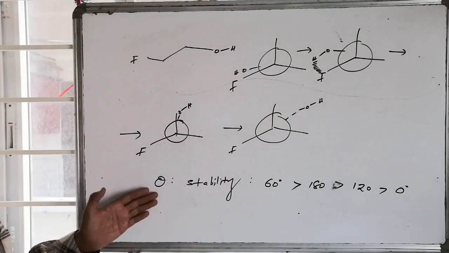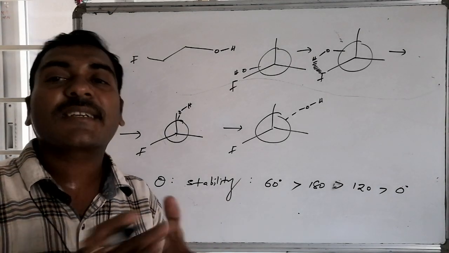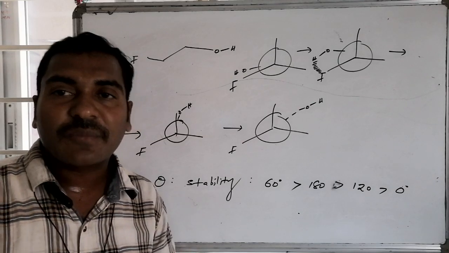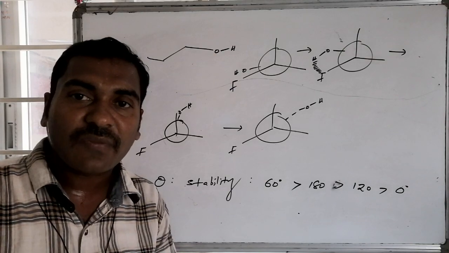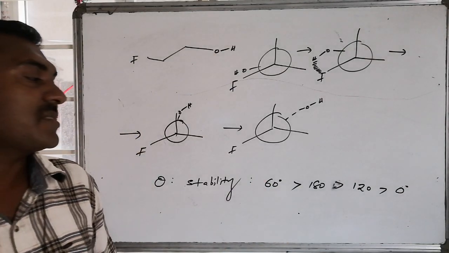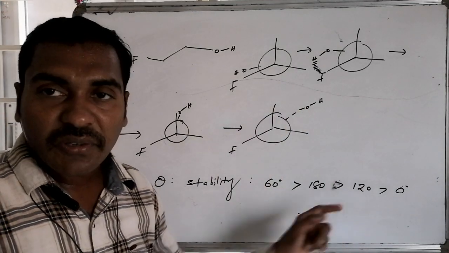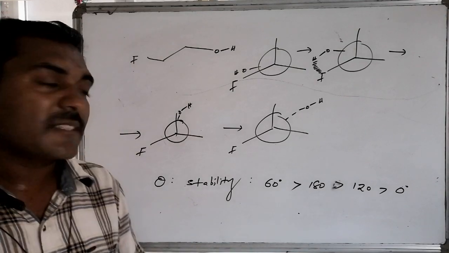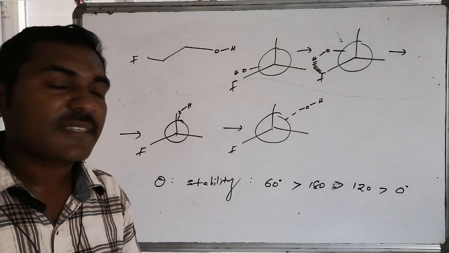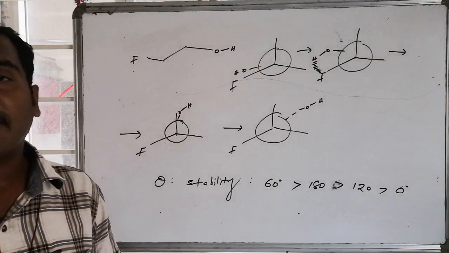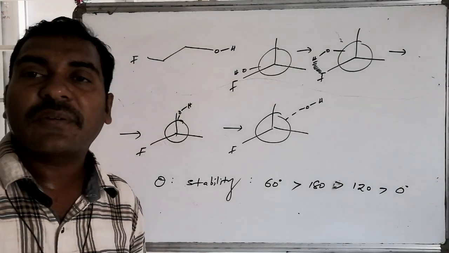Like this, stability with respect to dihedral angle: for 60 degrees, the gauche conformation has the ability to form intramolecular hydrogen bonding. Due to this intramolecular hydrogen bond formation ability, it maintains the highest stability. Then after that, 180 degrees has lesser steric repulsions. Then 120 degrees, because it is not fully eclipsed, it is partially eclipsed, whereas the last, 0 degrees, is fully eclipsed, with maximum repulsions, hence it will maintain what? Least stability.